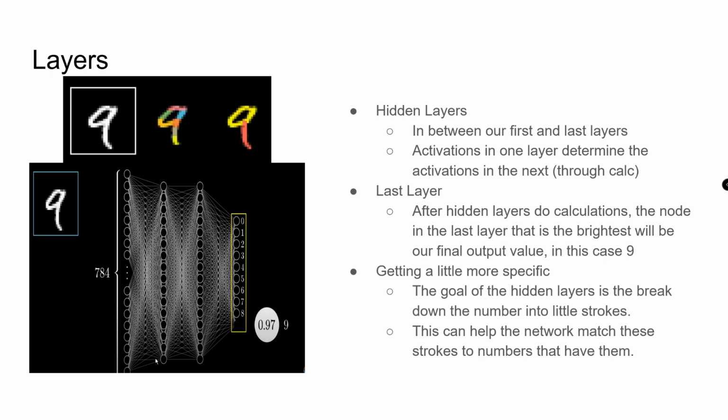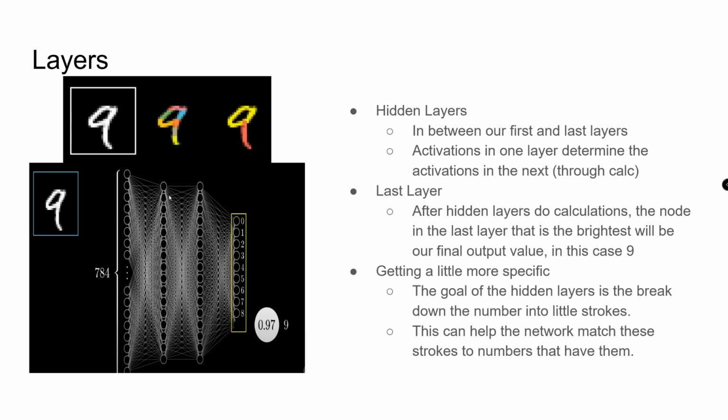Let's just say for this example that this layer is looking for small chunks, little strokes. It's illustrated here in this number 9. We can see that we have a pink stroke, we can see that we have a green one, a yellow one, an orange one, and so on.